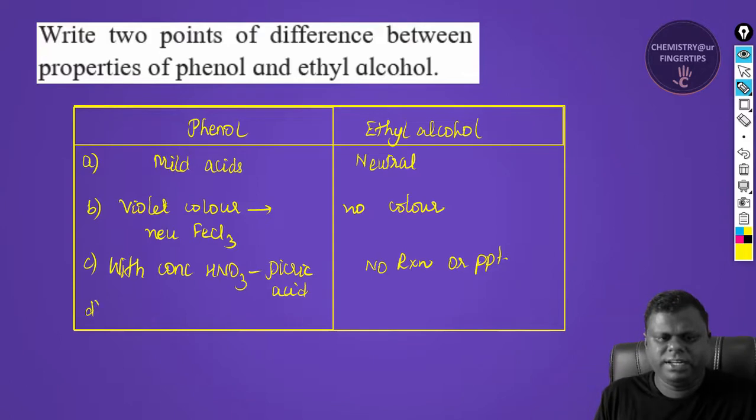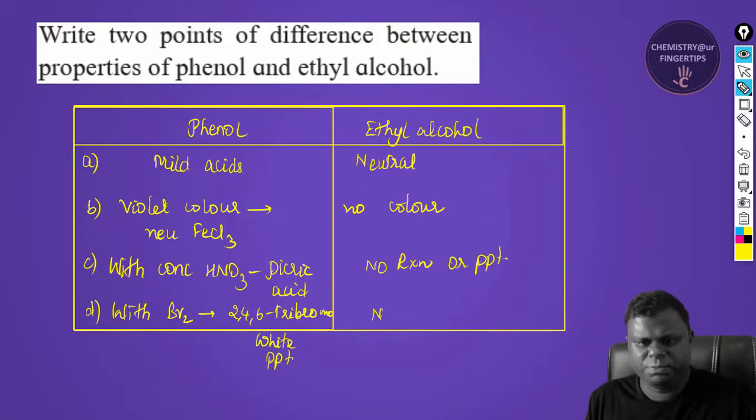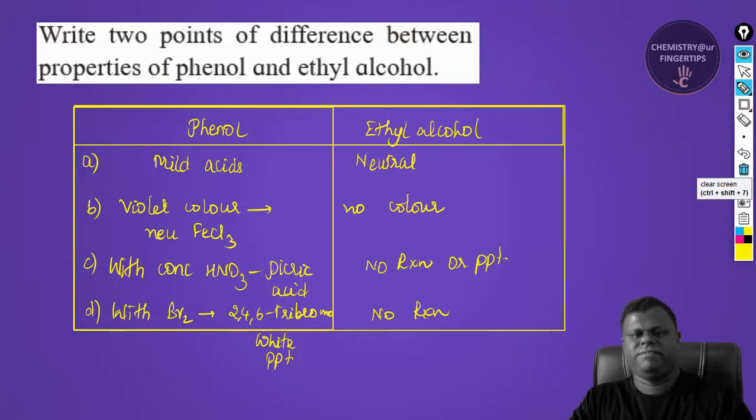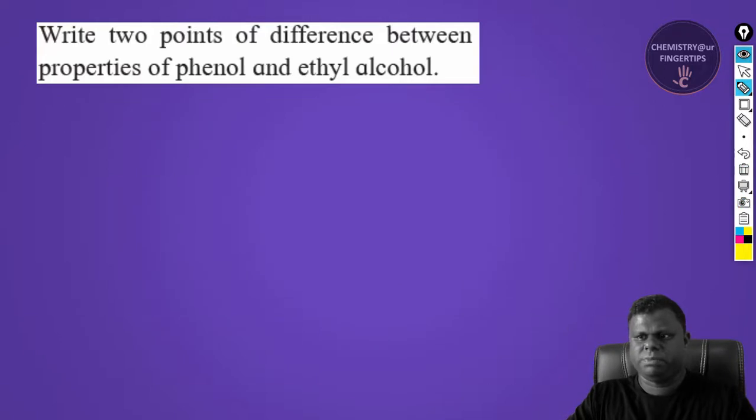Now the next one is with bromine water. It gives a 2,4,6-tribromo derivative, which is basically a white precipitate, or you can say a pale yellow precipitate, and here there is basically no reaction. So you can write down two sensible points from these, and I think everything should be all right by now. Okay, so now let's move on to the next part.